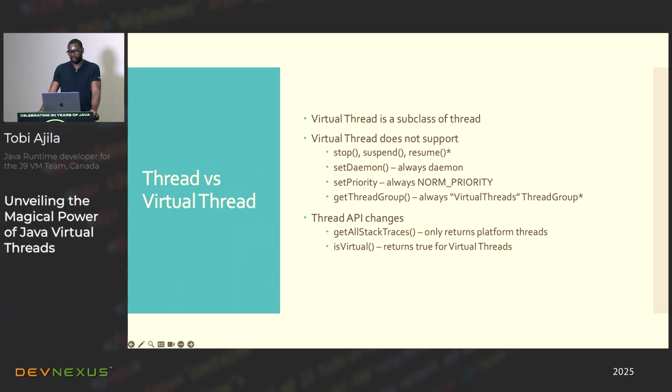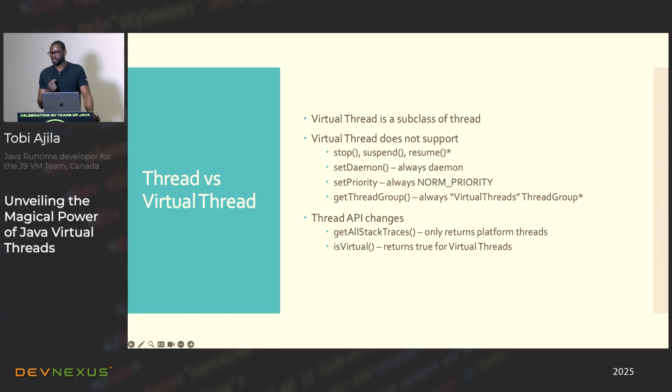Right, so given that virtual threads are a subclass of Thread, they inherit all the methods. However, the methods don't behave the same in all cases. So stop, suspend, and resume are not supported with virtual threads. They throw an exception. And as of JDK 20, I believe this is also the case for platform threads. So those are no longer supported. setDaemon throws an IllegalArgumentException with virtual threads. A virtual thread is always a daemon thread, so that property can't be changed. And the priority of a virtual thread is always normal. So if you try to change it, it's a no-op.